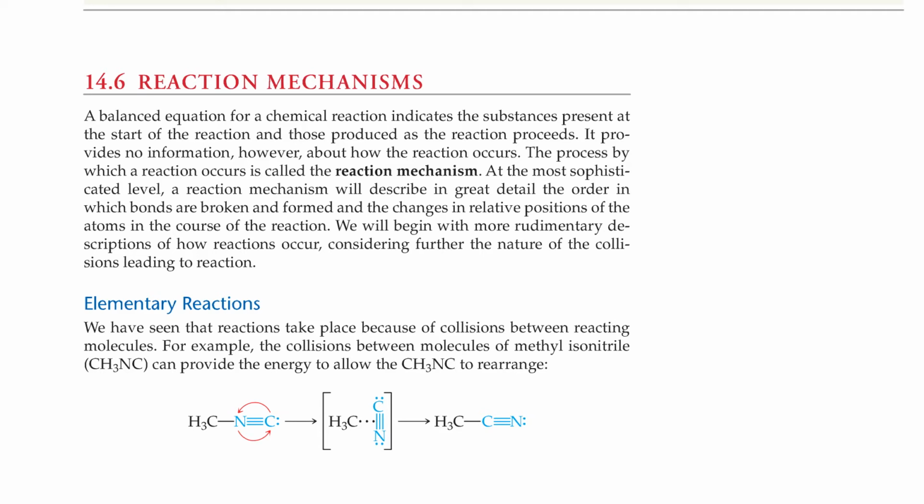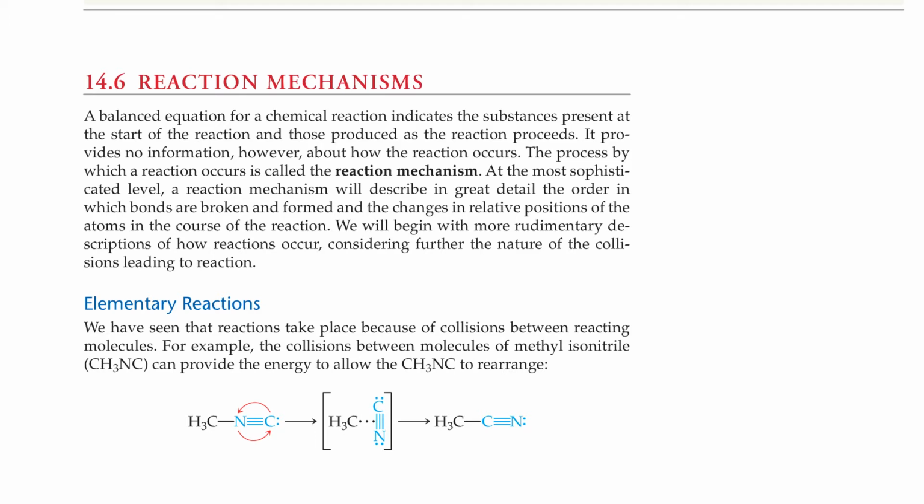Section 14.6, Reaction Mechanisms. A balanced equation for a chemical reaction indicates the substances present at the start of the reaction and those produced as the reaction proceeds. It provides no information, however, about how the reaction occurs.